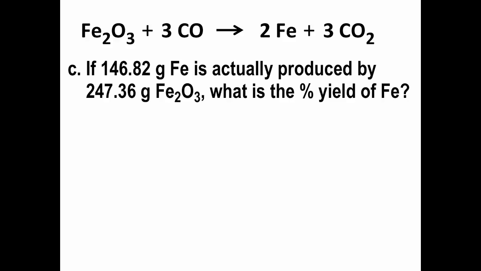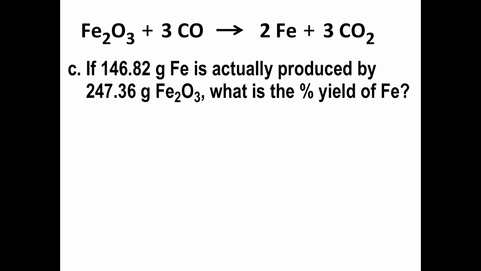Now the last part of this problem is, what if we actually produce 146.82 grams of iron? What's our percent yield? And notice this amount of iron that was actually produced is less than what we calculated in the previous part for the amount that could potentially have been produced. That part, the amount that could potentially be produced, is what's called our theoretical yield, and that's the amount that you would get if all of the substances react as fully as possible.